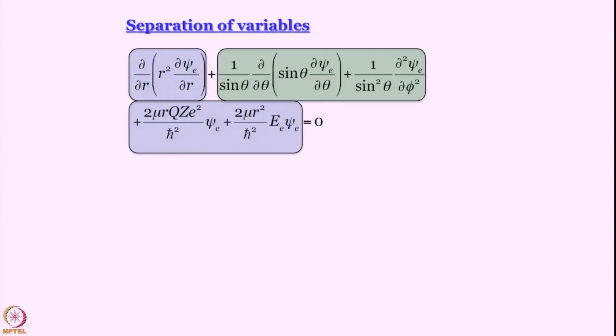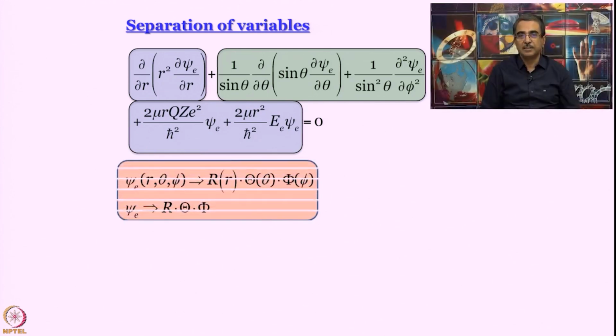Again I have to define my wave function in a particular manner. So let us define the wave function as a product of an r dependent part, a theta dependent part and a phi dependent part. We often do not even write this small r, small theta, small phi in brackets, we just write capital R, capital theta, capital phi. What is capital R? Wave function. What is capital theta? Wave function. What is capital phi? Wave function.